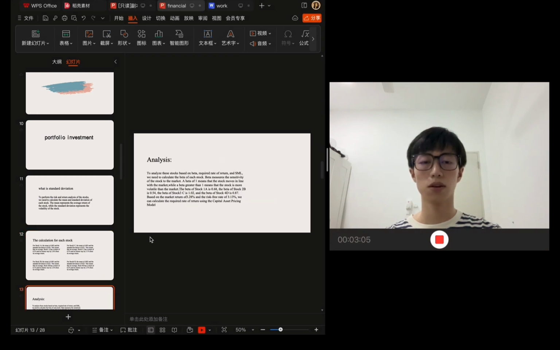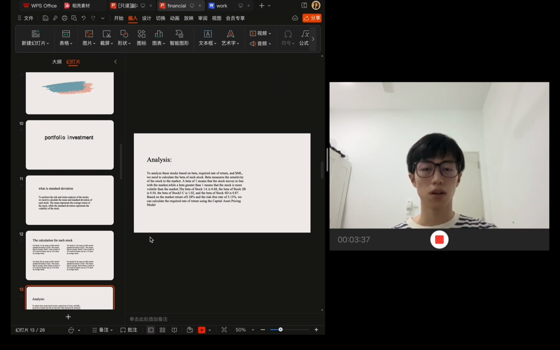To analyze this stock based on the beta, the required rate of return and the SML, we need to calculate the beta of each stock. Beta measures the sensitivity of the stock to the market. A beta of 1 means that the stock moves in line with the market, while a beta greater than 1 means that the stock is more volatile than the market.